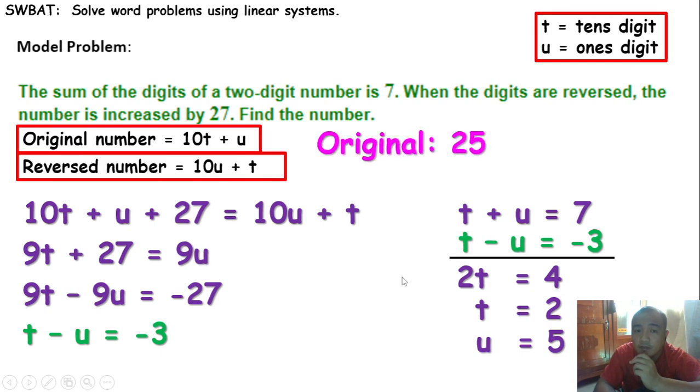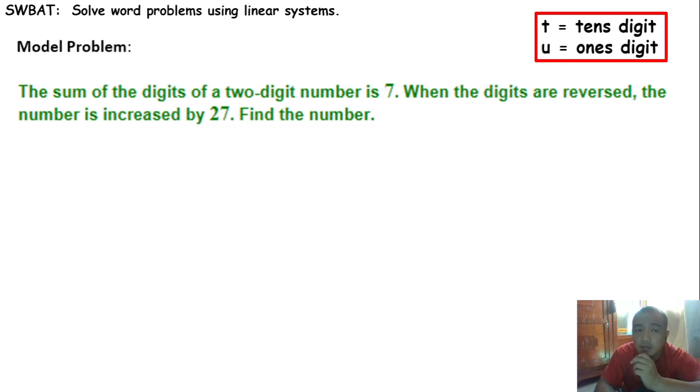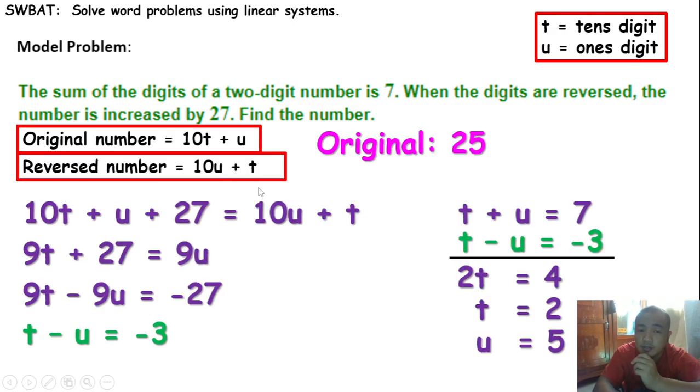So the original number is 25. The reverse number is 52, right? So you can see 2 plus 5 is 7. If we reverse this, 52. And 25 plus 27 is 52.